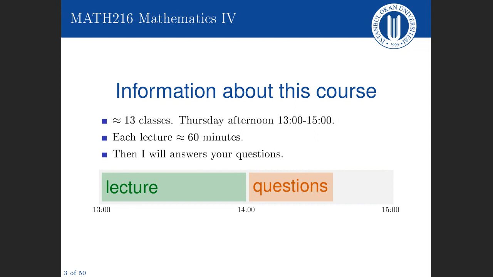Whether or not we use the full second hour is up to you. If there are not 60 minutes worth of questions, then it will be okay for us to finish early. I'm saying I will take approximately 60 minutes, but this will vary from week to week. Some weeks I will be more than 60 minutes, some weeks a little bit less, but I'm going to try to divide the topic so that I'm talking for roughly 60 minutes each week.